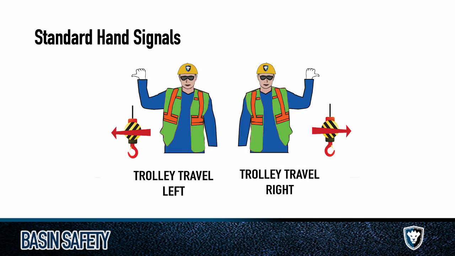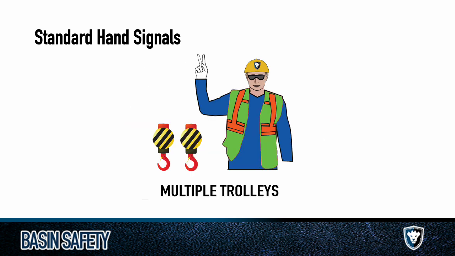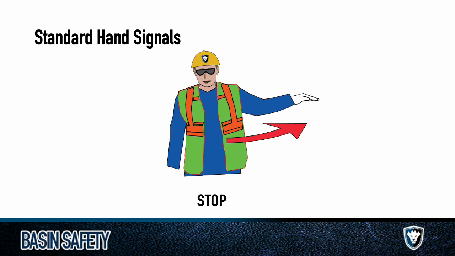Trolley travel, if you're using a trolley, that's going to be elbow bent, thumb out towards the left or right, and that's going to tell them which way to take the trolley. If you have multiple trolleys, you're going to indicate that and essentially say you're going to have two. I would do one at a time, but if you're going to move them together, then have your two with your thumb pointed out. All right, and our final hand signal and slide for the day is stop.